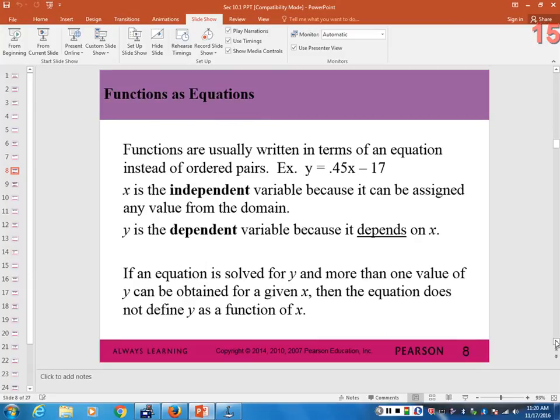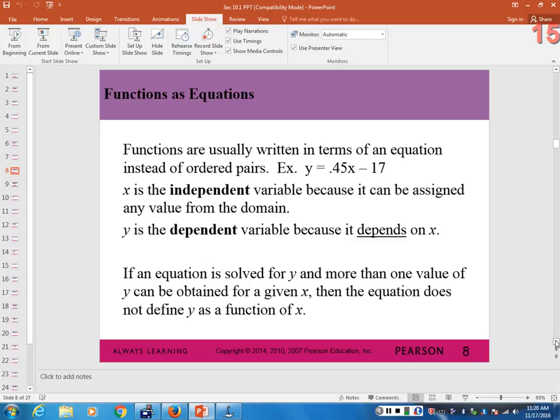A function is usually written in terms of an equation instead of ordered pairs. You can see why you get pretty tired of writing out ordered pairs. It takes a lot of time to write them out. But the rule for the function, which is the equation, is easy to write out. For example, if we have the linear function, 0.45x minus 17 is equal to y, x is what we call the independent variable because it can be assigned any value from the domain. And we're going to call y the dependent variable because y depends on what we substitute in for x.